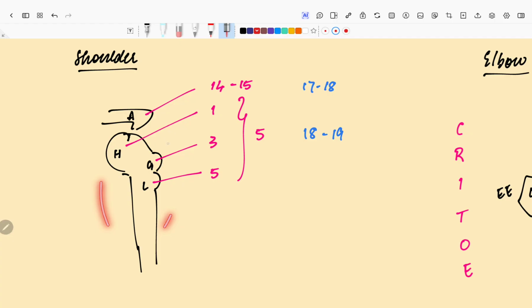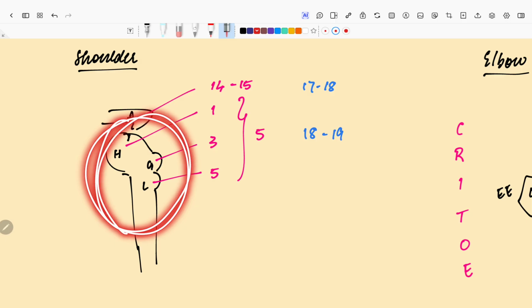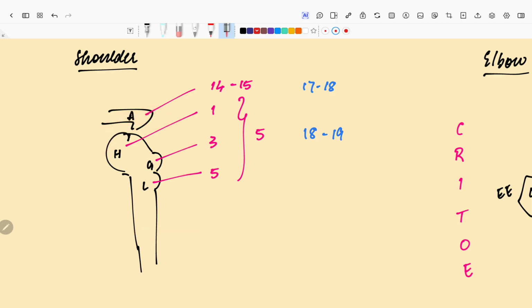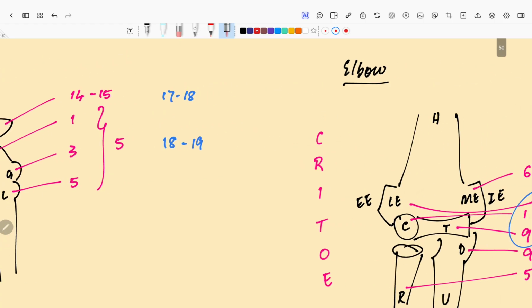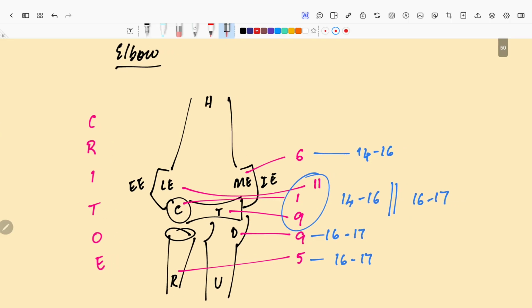And then this is the humerus. The conjoined tubercle which is formed at 5 years will fuse with the shaft of the humerus at 18 to 19 years. What we saw, this end of the humerus is the growing end, so that's the end which will grow a little longer. So we see it ends at 18 to 19 years. Then we'll go to the elbow joint.